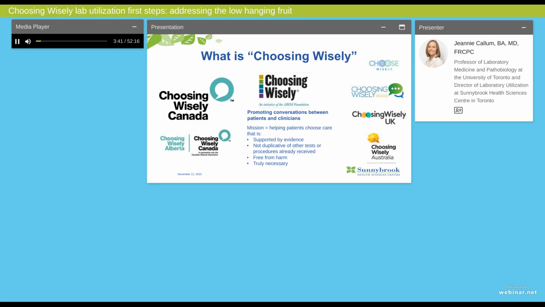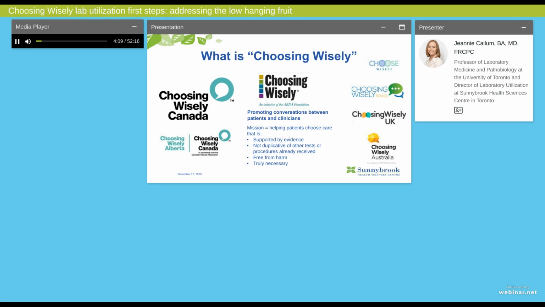So Choosing Wisely was started by the American Board of Internal Medicine and has been widely successful and duplicated across the whole planet. So you can see there we have Choosing Wisely Canada. Even within Canada, we have provinces that have their own special programs, but there's Choosing Wisely Australia, the UK, Europe, and so really everybody's jumped on this wagon.